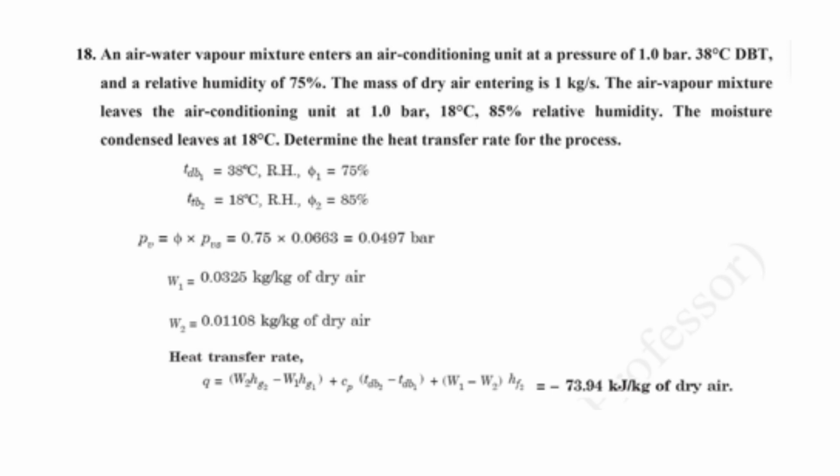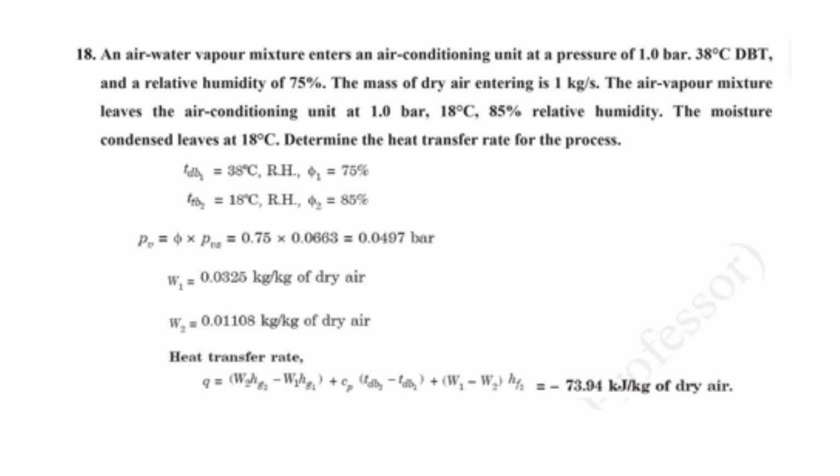going to calculate the mass of dry air entering, which is 1 kg per second. The air-vapor mixture leaves the air conditioning unit at 1 bar, 18 degrees Celsius, 85% relative humidity. The moisture condensed leaves at 18 degrees Celsius. Determine the heat transfer rate for the process. How much heat transfer rate will be in this process?